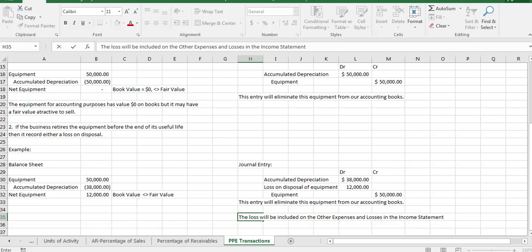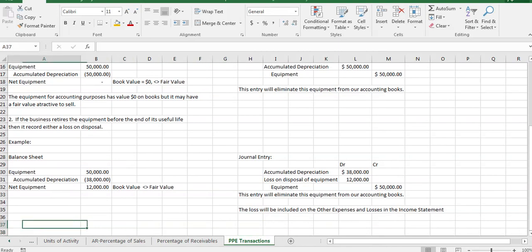The accumulated depreciation and the equipment will be part of the balance sheet, but since we are taking them out, in the next presentation they won't be there, but the loss will be part of the income statement and in the other expenses and losses side.